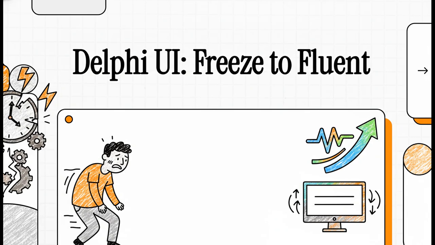You know the feeling, right? You've built this beautiful Delphi application, but then you go to load a bunch of data, and it just grinds to a halt. The screen flickers, the app freezes, and you start to sweat. Well, what if I told you the fix is often just 2 lines of code? Let's dive in and turn that sluggish UI into something incredibly fast and fluent.